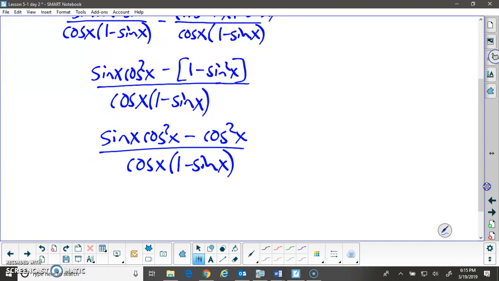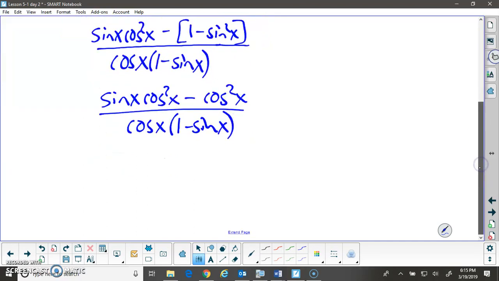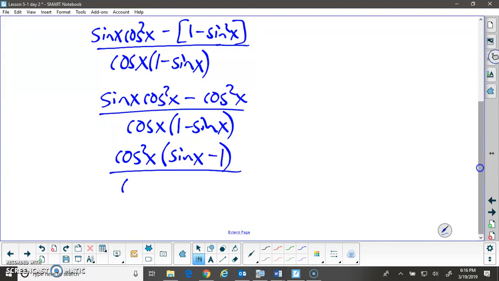And now I can factor a cosine squared out of that numerator, leaving me with a sine of x minus 1. The bottom I still have the cosine of x times 1 minus sine of x. And so now I can cancel this cosine of x with one of these.